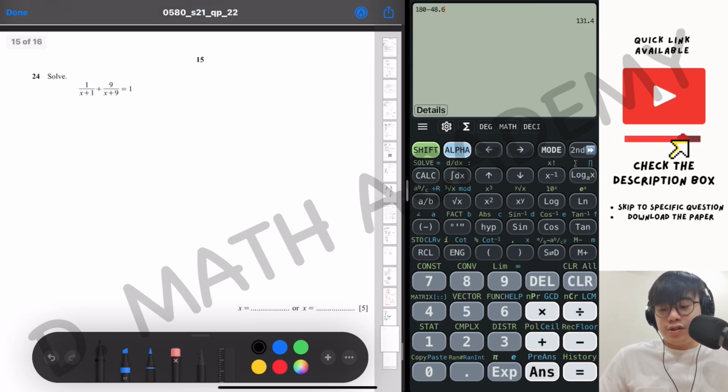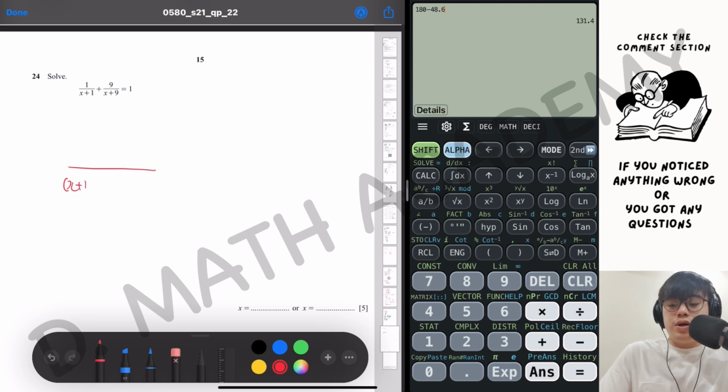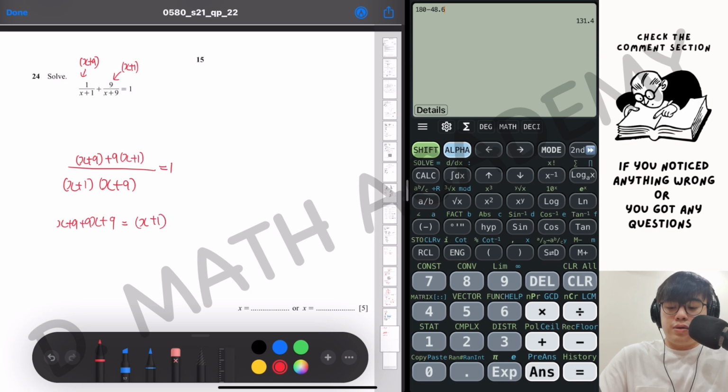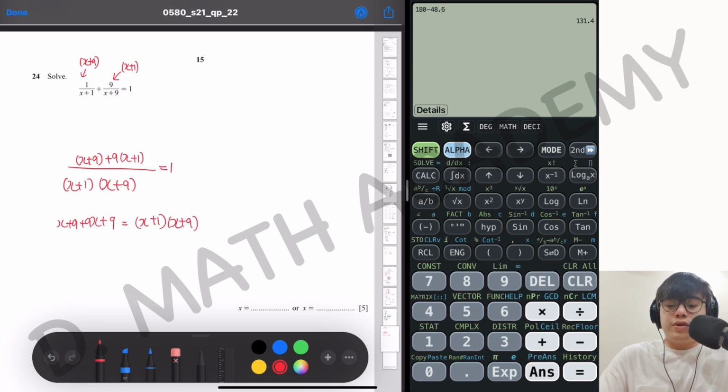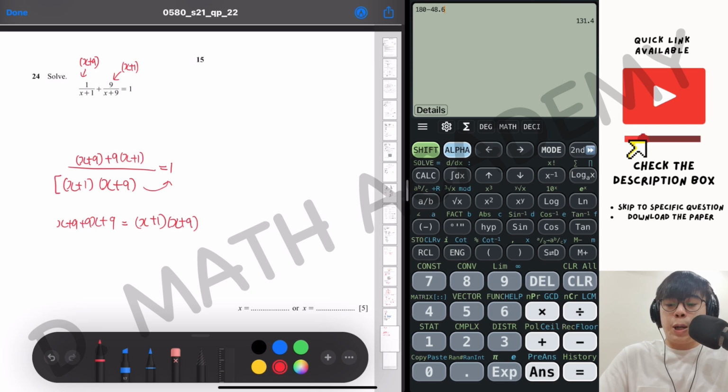Lastly, our last question here. The first thing that they wanted you to do is to make the denominators the same. You actually have x plus 1 together with x plus 9. While the 1 here will be multiplied with x plus 9, the 9 at the back will be multiplied with x plus 1. Okay, and set it equal to 1. So x plus 9 plus 9x plus 9 equals to this. Because I transferred this entire thing to here.